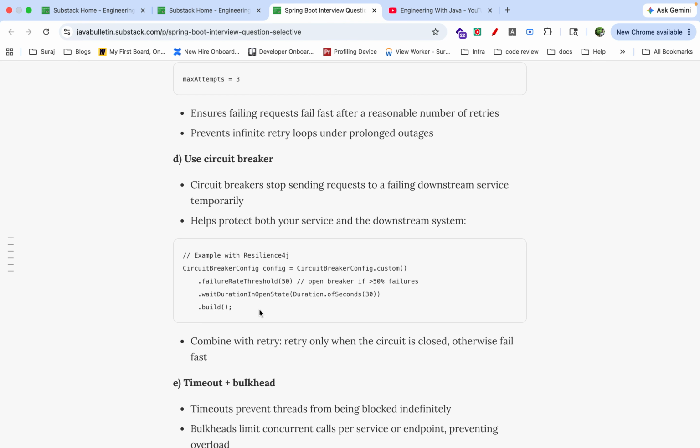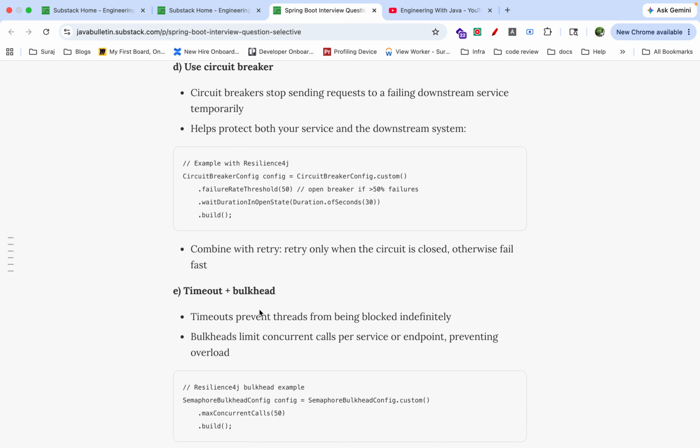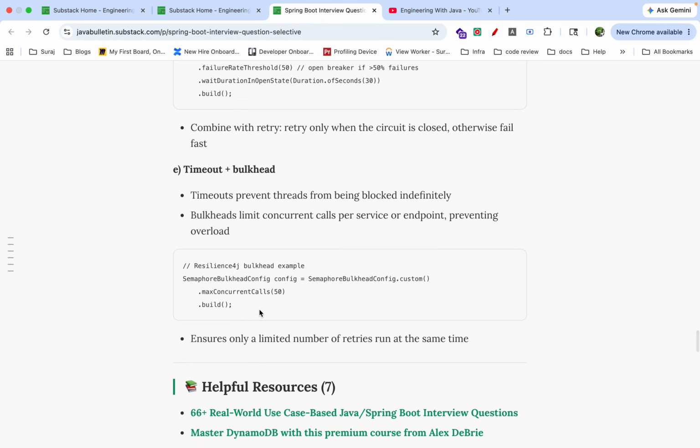Also, we can have timeout plus bulkhead. Basically, we can set up a bulkhead where we can limit the concurrent calls that we can make to a service, preventing overload or exhausting the service. So we can configure the concurrent calls to 50, for example, and we will not have more than 50 concurrent calls hitting the downstream system. That basically limits the number of retries we run at the same time.